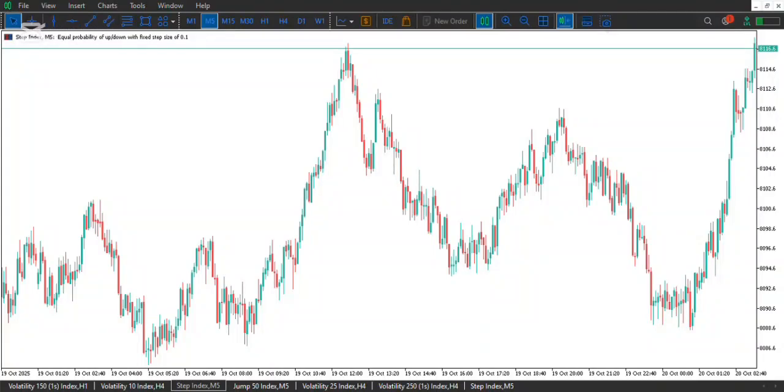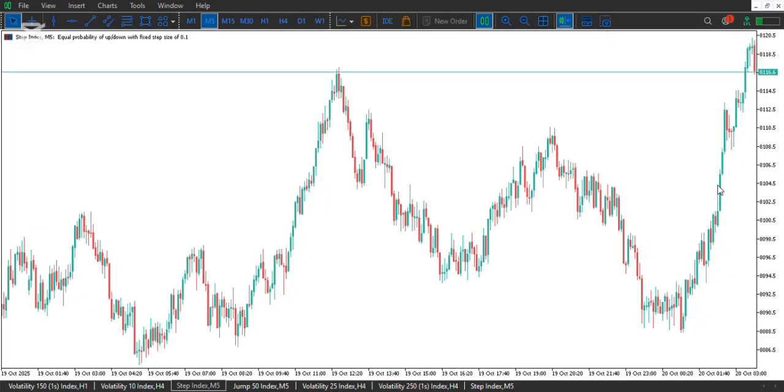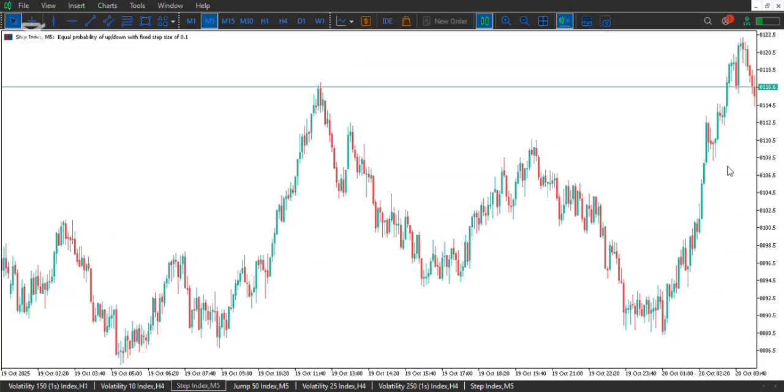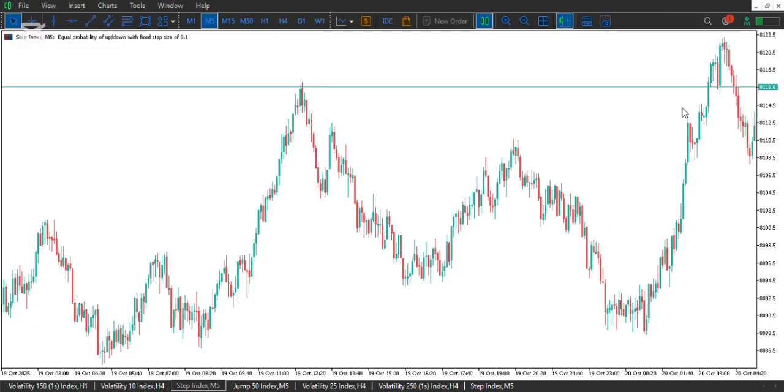Good evening, everyone. Tonight I'll be talking about this setup I saw on Step Index. It's an index that is being traded on the Deriv platform. Maybe some other broker has it as one of their instruments, but I use Deriv and I trade it. It's a synthetic, anyways.